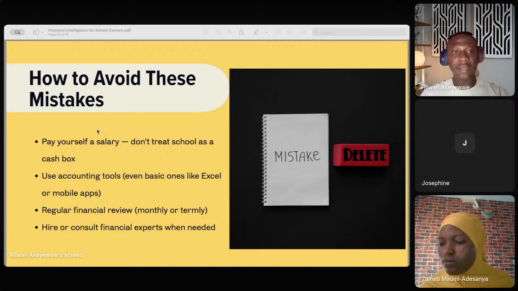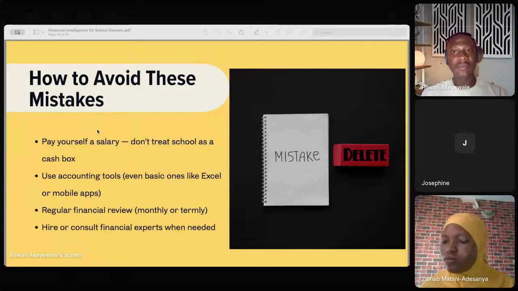Then you need to use accounting tools, basic accounting tools, or even professional accounting tools to track all your school's financials and bookkeeping. Probably even hire an accountant.